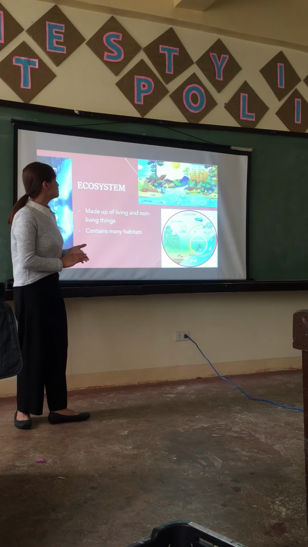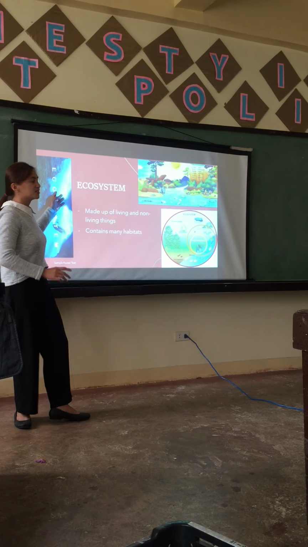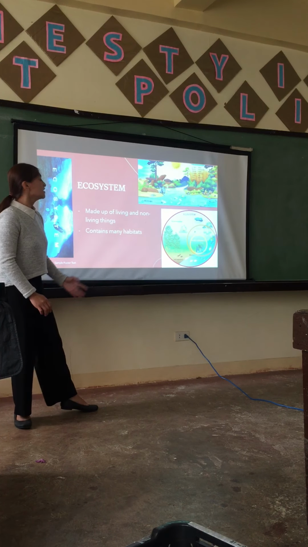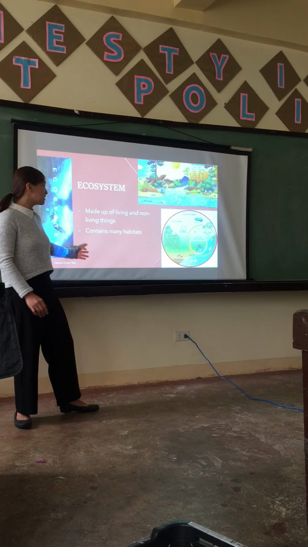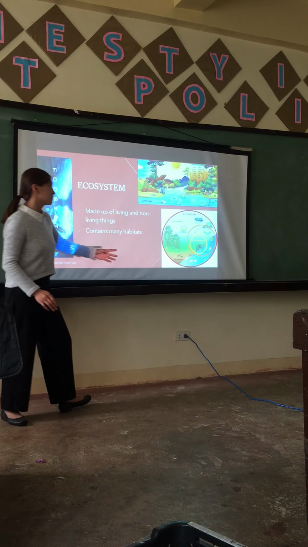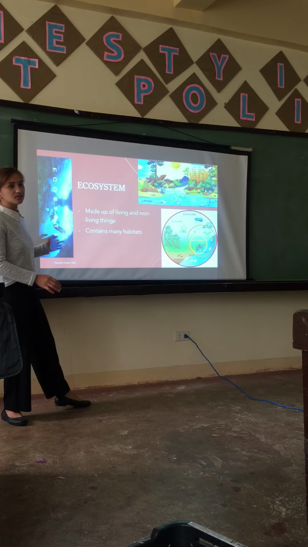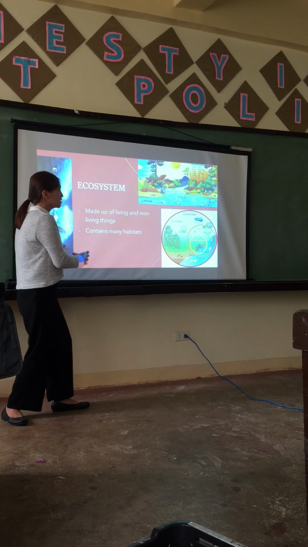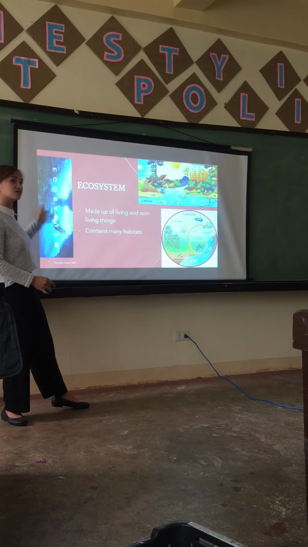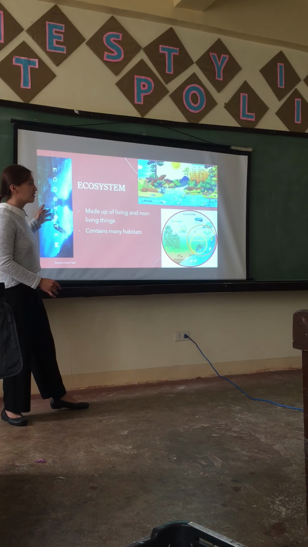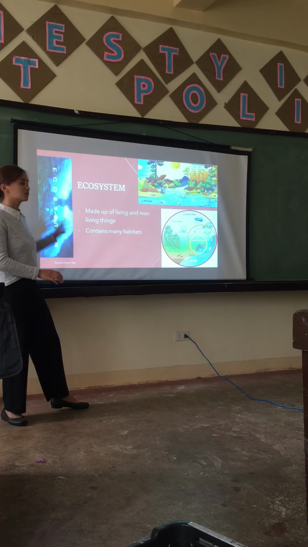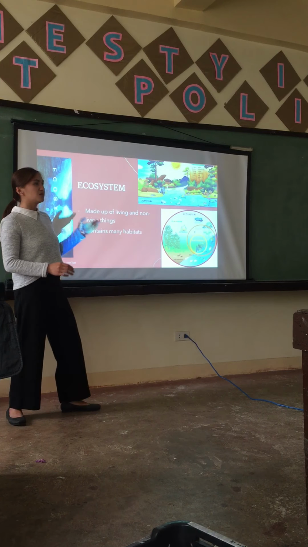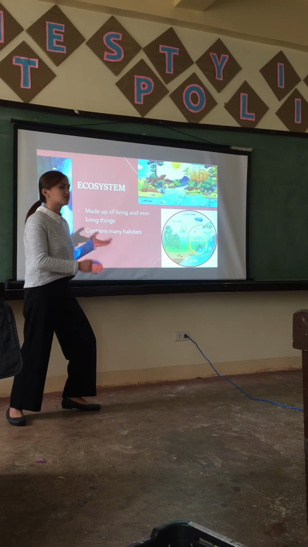Okay, so we have here first the ecosystem. The ecosystem is made up of living and non-living things, and this ecosystem contains many habitats. What is a habitat? Habitat is basically a certain place wherein a certain species is living. So for example, fishes, the wildlife, animals in the ocean, they live in the ocean. And the others also, for example, the tigers, the lions, they live in the forest or the land.